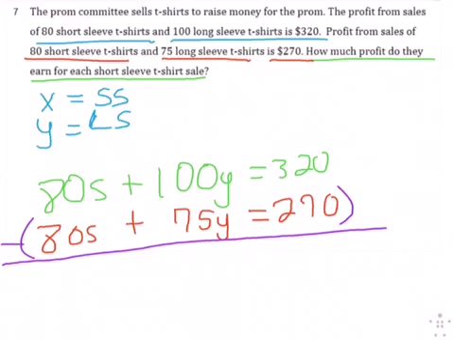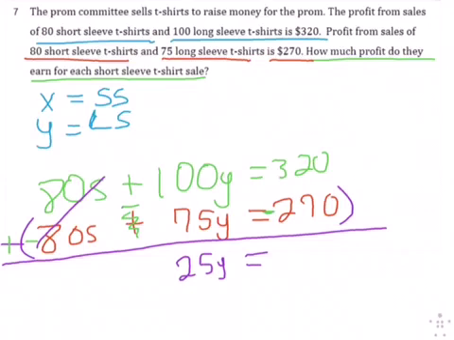So when we do that, we need to change our minus to a positive, and everything else changes to the opposite sign. So it's a negative 80S. This becomes a negative 75Y. This becomes a negative 270. So then we just combine. 80S minus 80S cancels out. 100Y minus 75Y is 25Y, which equals 320 minus 270.